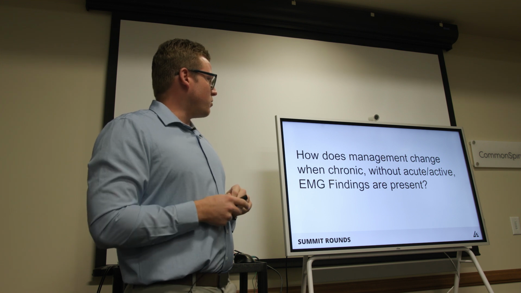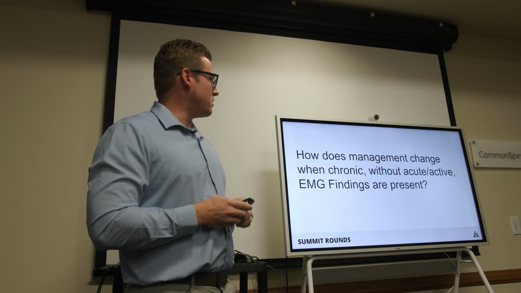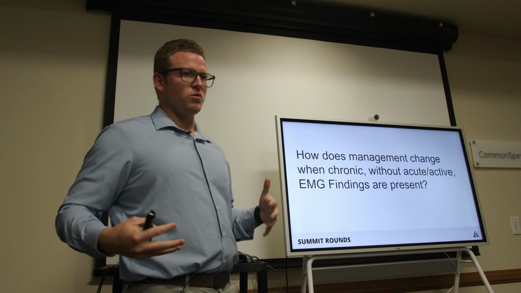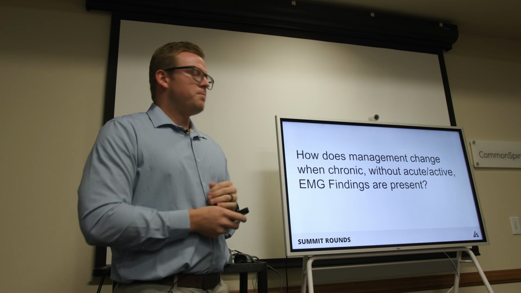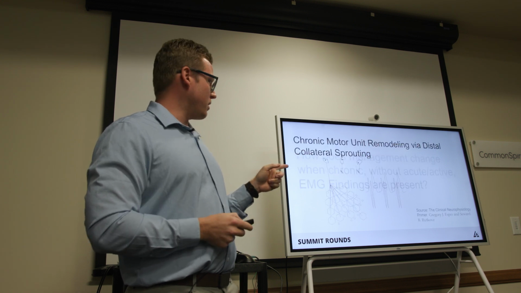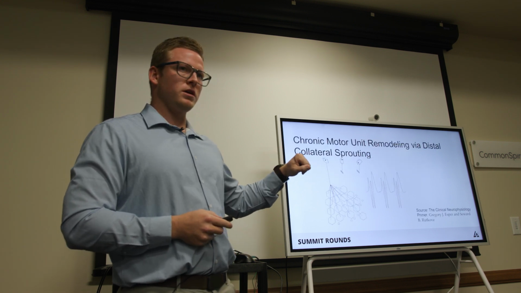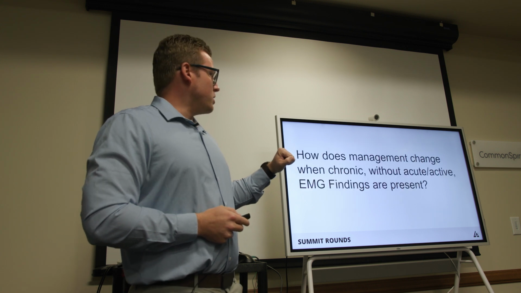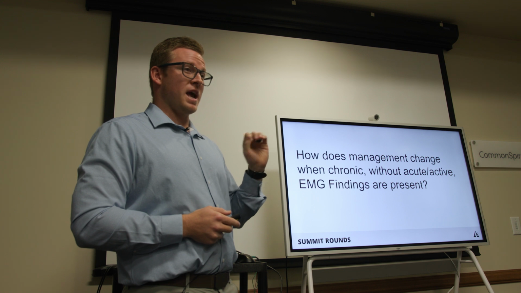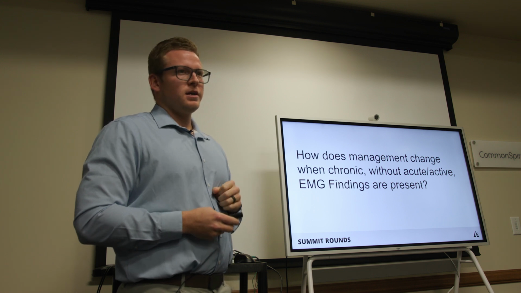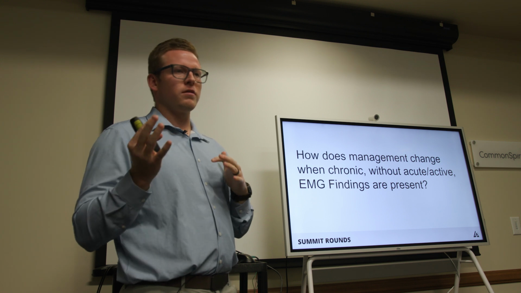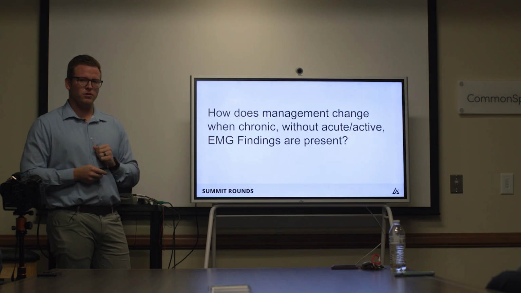So the last question I wanted to get some thoughts on: if we perform an EMG, say this was an L5-S1 radiculopathy, and we see chronic motor unit remodeling, so we're finding these types of things on the EMG, but we don't see any acute findings, nothing that suggests that there's ongoing active axon loss. How does that change management of a patient with a chronic versus an acute radiculopathy?